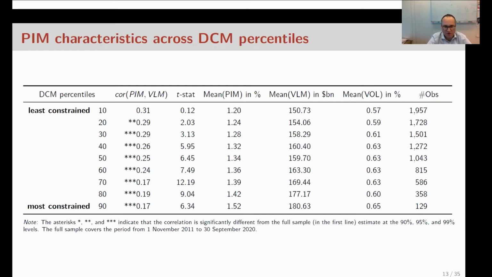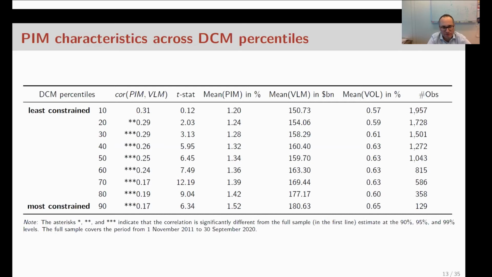Then we see in the column for volume that dealer intermediated volume tends to also rise when we move from least constrained to more constrained. And then we see also that the price inefficiency metric itself is rising when we're going from unconstrained to more constrained regimes, and it does so in a monotonic fashion, whereas in the other cases it's not always monotonic, but we also see a rise.